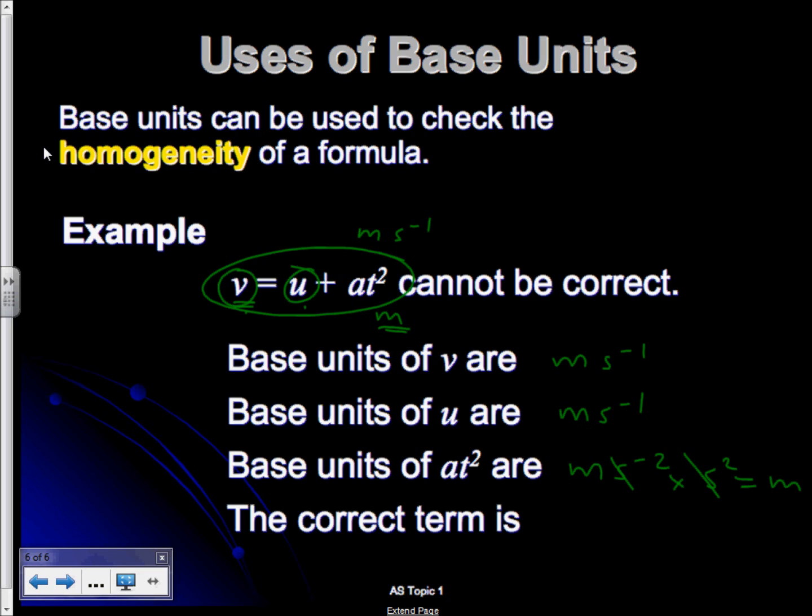So the correct term must be A times T, because if we take meters per second squared and we multiply by seconds, we get meters per second, which agrees with the other terms there. So as you work through the first of the sheets on the assignment, you'll find that there are some chances just to practice this idea of looking at the homogeneity of an equation and figuring out from that homogeneity what units must apply in certain circumstances.